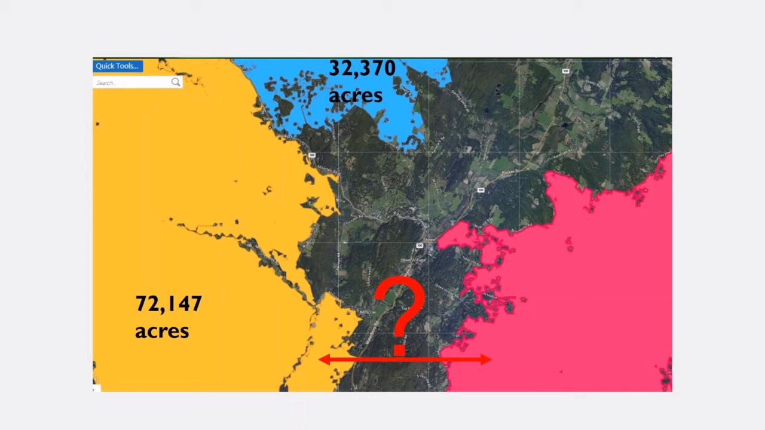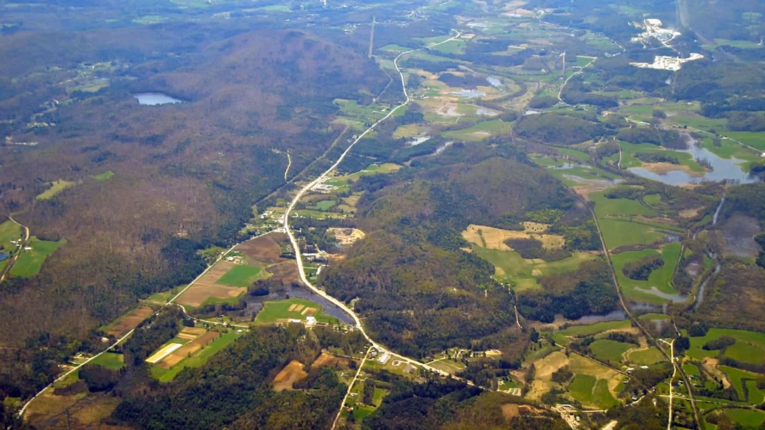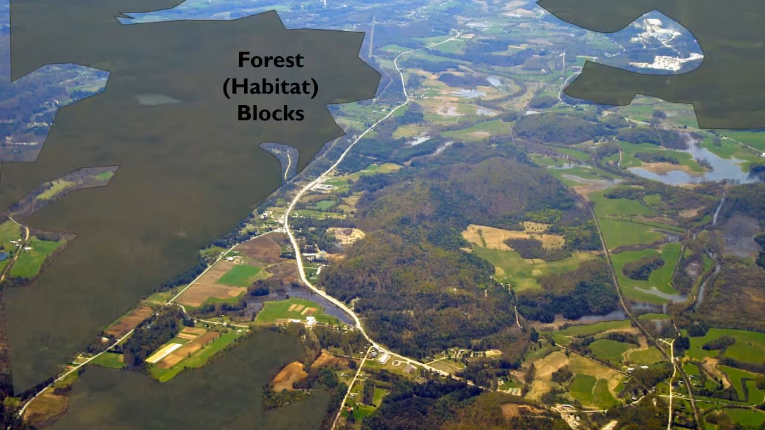We can zoom in and see a landscape like this. There's a lot going on. There's some forest, there's some water, there's some roads, there's some houses, there's some farm fields. And much of the Vermont landscape would look something like this. We can start to pick out, well, here are the places where there's perhaps the biggest or most intact forest blocks. But then if we think about how wildlife are moving through that screen, where are they going?